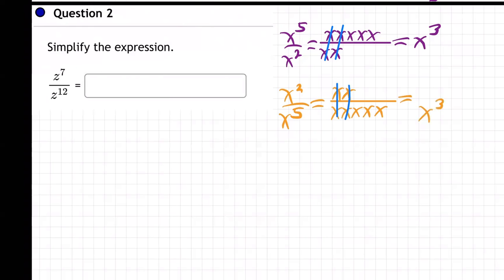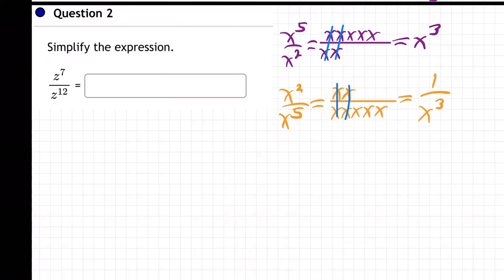Now, can I just say x cubed? No, I gotta put it like that, 1 over it. When you have nothing left on the top, you have to put a 1 over it, right? If you just write x cubed, that's not correct. That's okay up here because all we have is x cubed on the top.